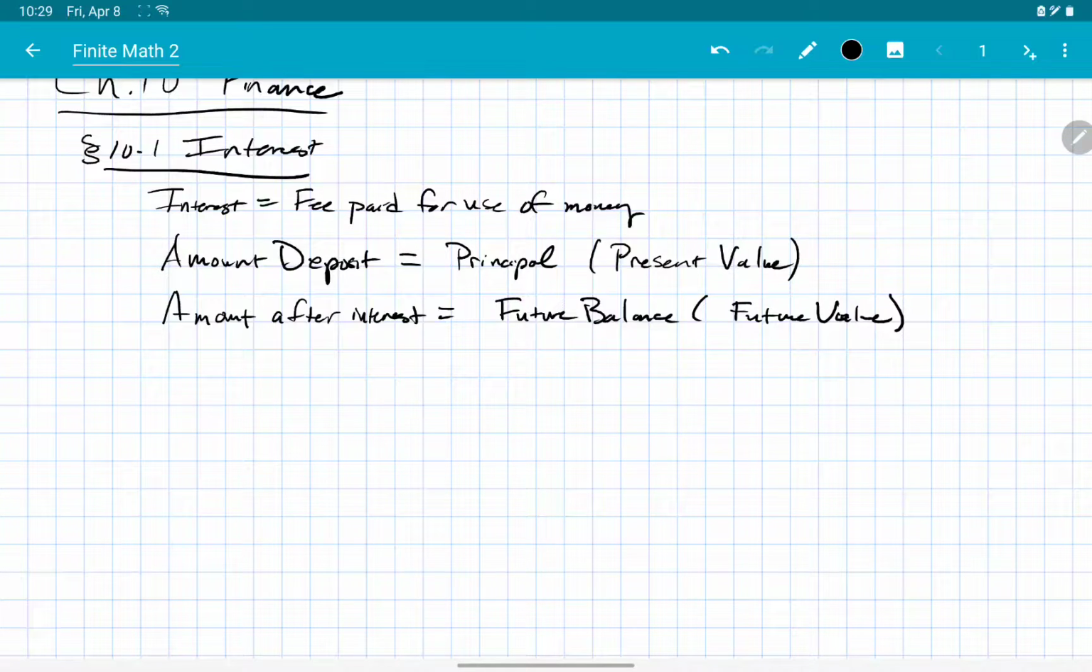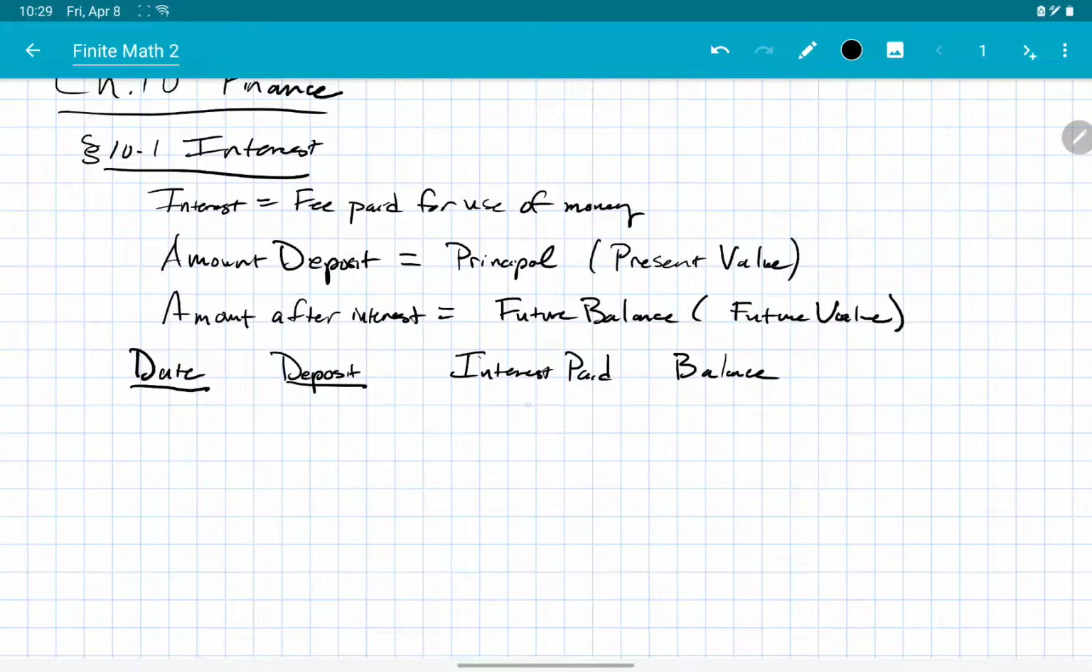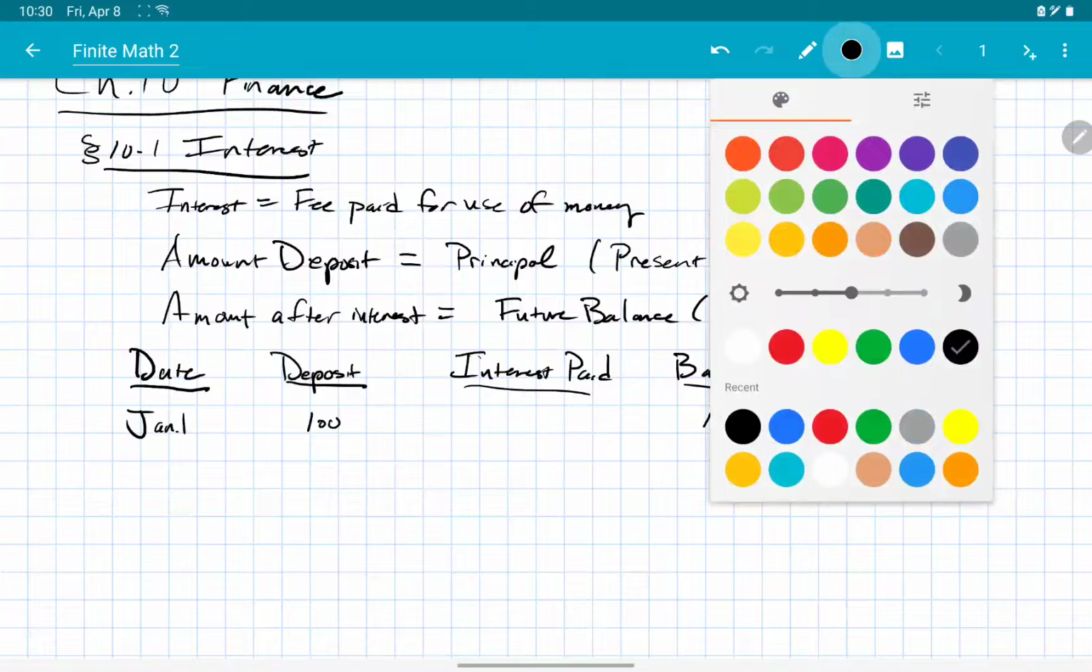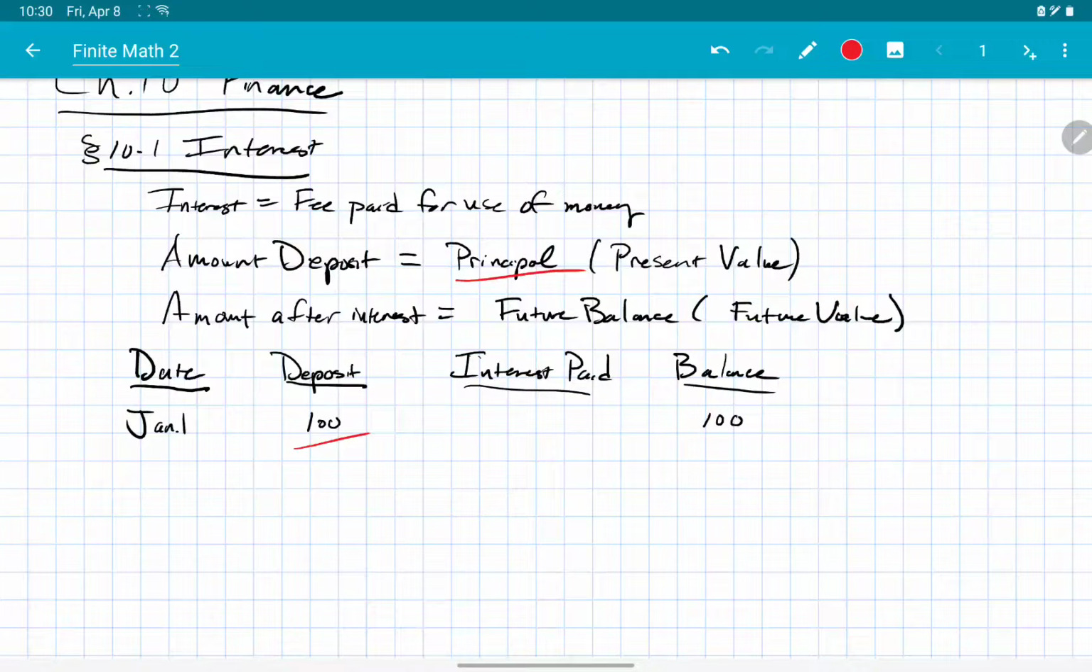So let's take a look at the amount in a savings account. We are going to look at the amount on different dates, and we're going to look at when money is deposited. We're going to look at the interest paid and the balance. So let's say on January 1st, someone deposits $100 into an account. At that point, the balance is $100. So here we have a principal. The principal is $100.